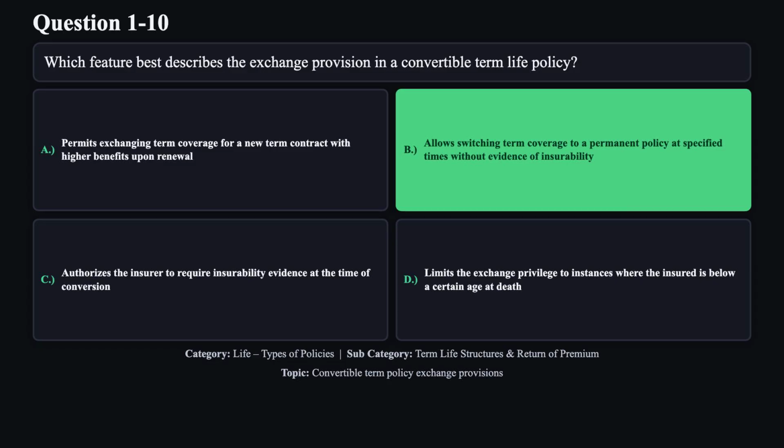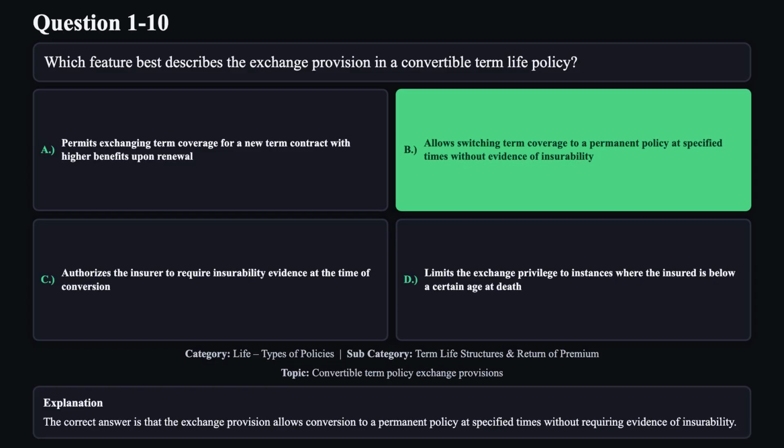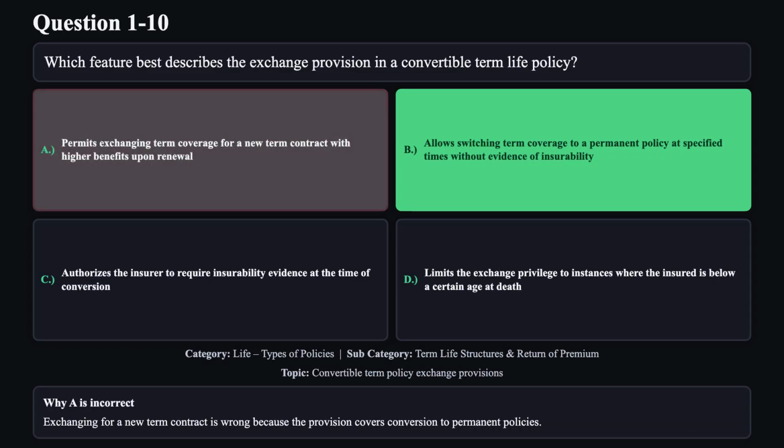The correct answer is B. The correct answer is that the exchange provision allows conversion to a permanent policy at specified times without requiring evidence of insurability. Reason A is not correct. Exchanging for a new term contract is wrong because the provision covers conversion to permanent policies.